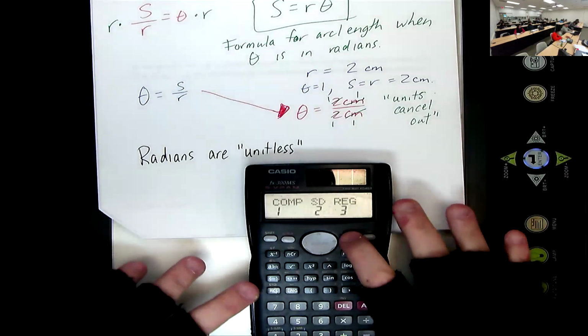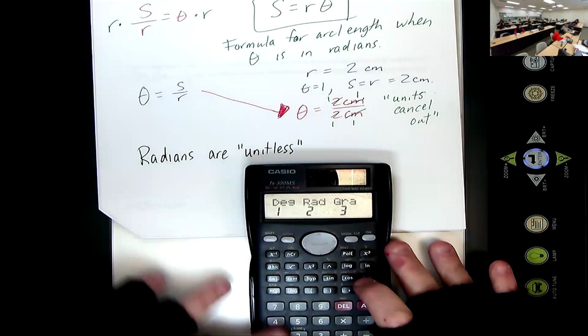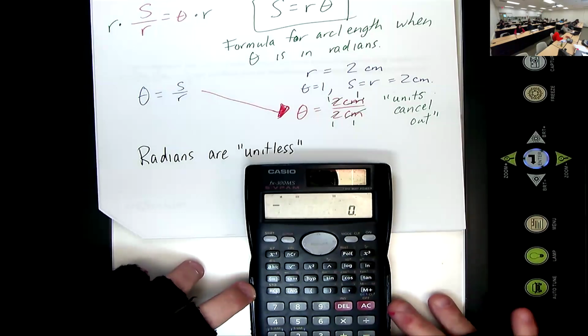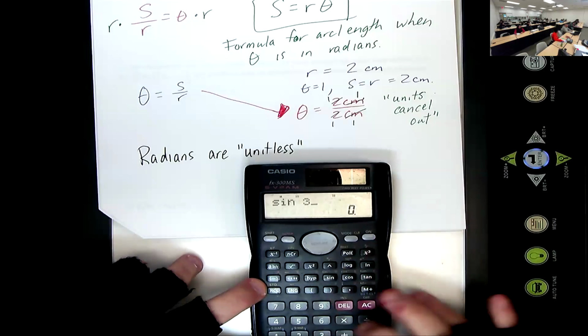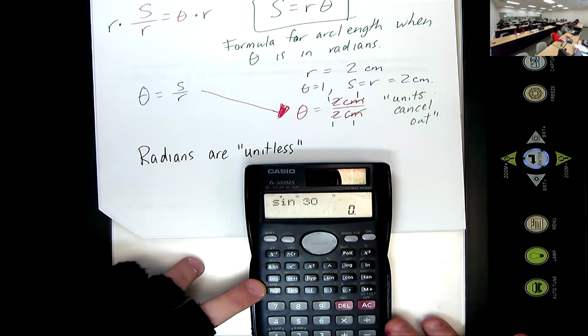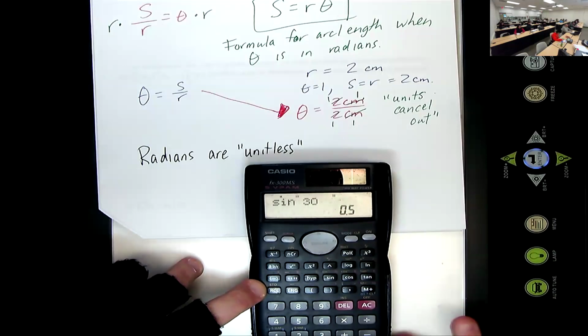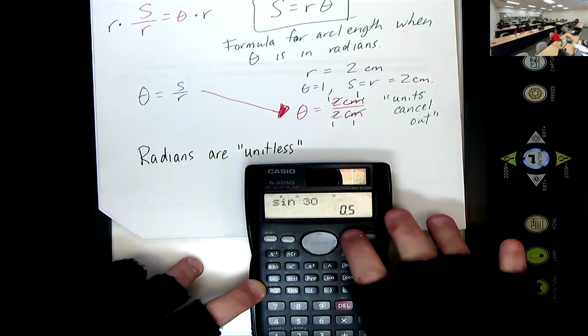So let me go back to radians or degrees for a second. Remember when we did sine of 30? Does anyone remember what the value of sine of 30 degrees was? It's just something to memorize. It's 1/2. So if I put this in radians.